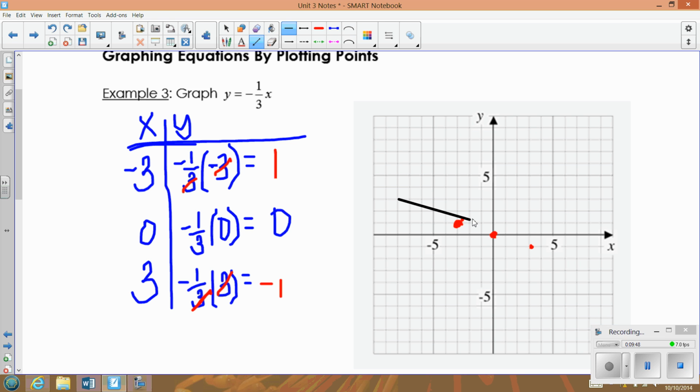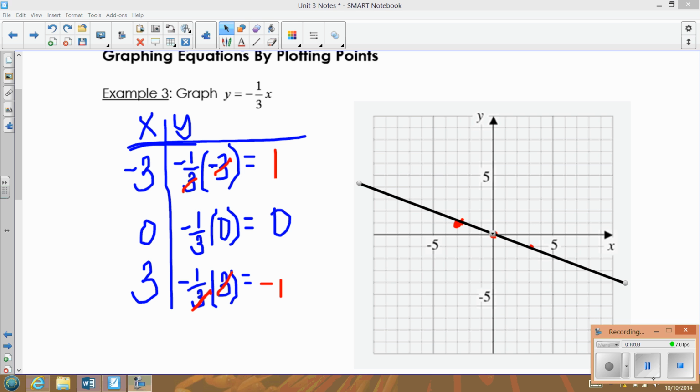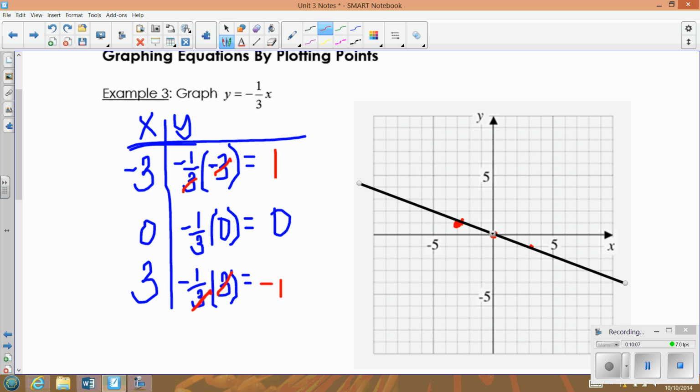Okay, so then I'm going to connect my points to create my graph of my equation. And because this is a line, we're going to put arrows on it, so it goes on forever. And it's always good to label your equation. So y equals negative 1/3 x.